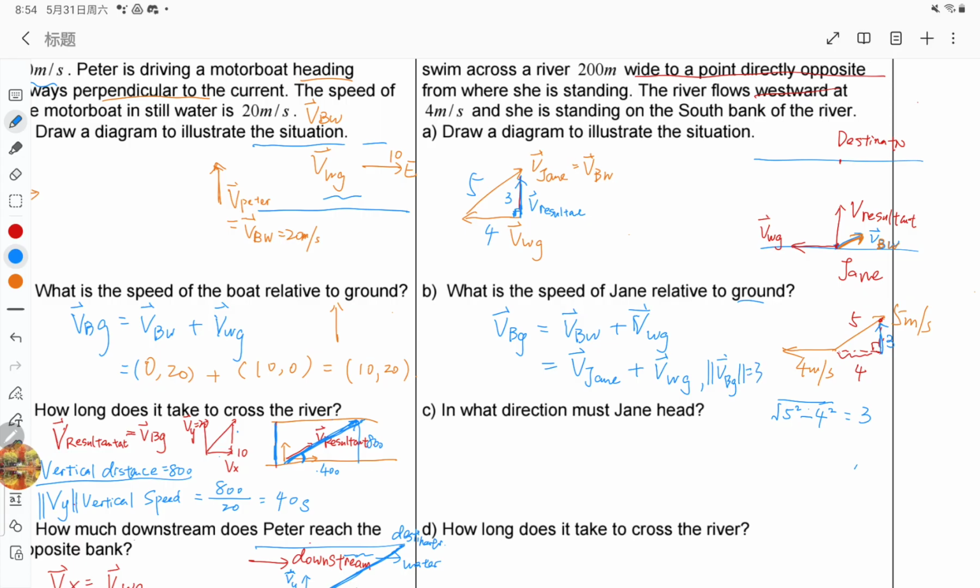Again, which direction must Jen head? We just calculate. So this is 5, 4, 3, and we just calculate this theta. We can say it is arc cosine of 4/5, or cosine inverse.